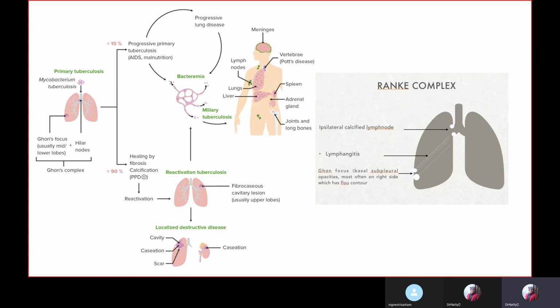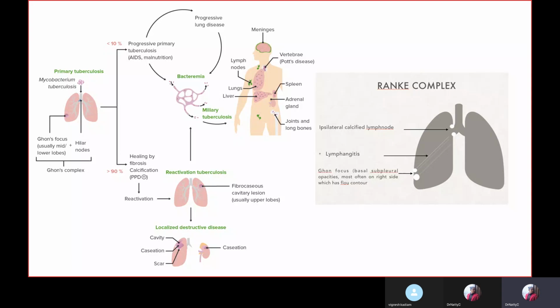After the primary tuberculosis, most of the time, in 90% of the cases, the patient will have healing, which is followed by fibrosis and calcifications. When the primary tuberculosis gets reactivated, it is a secondary tuberculosis. This is the usual course of tuberculosis.